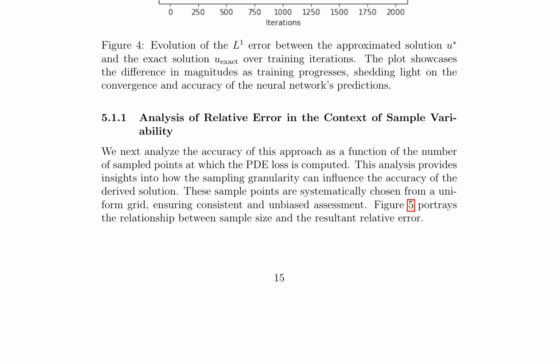This analysis provides insights into how the sampling granularity can influence the accuracy of the derived solution. The sample points are systematically chosen from a uniform grid, ensuring consistent and unbiased assessment. Figure 5 portrays the relationship between sample size and the resultant relative error. The plot highlights the reduction in relative error as sample count augments.